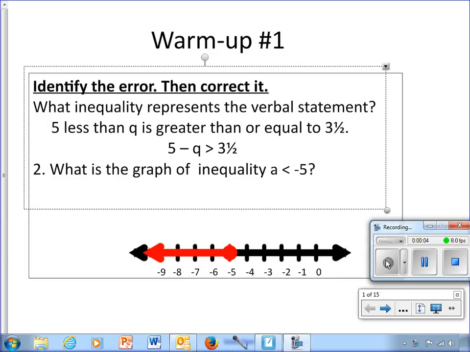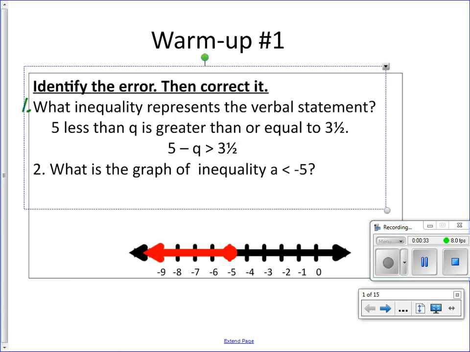With picture day today, I thought we would put our warm-up on the video as well, and that way you can do it in case our class gets interrupted today with pictures. So, warm-up today. What I want you to do is to identify the error in each problem and then correct it. So, in our first problem, and it might help if we numbered it. All right, there we go.